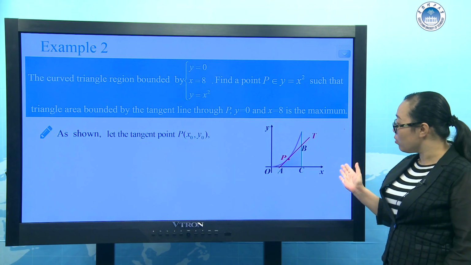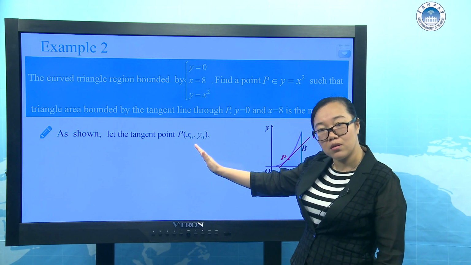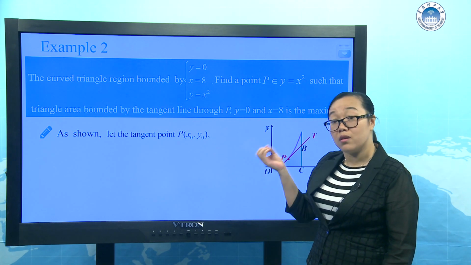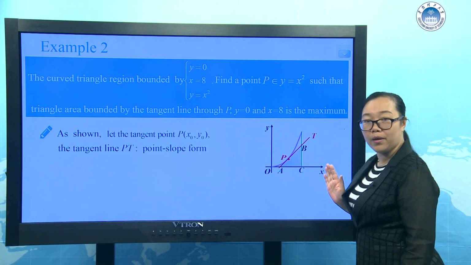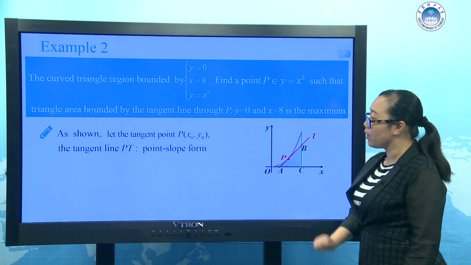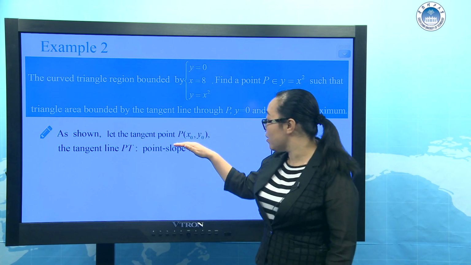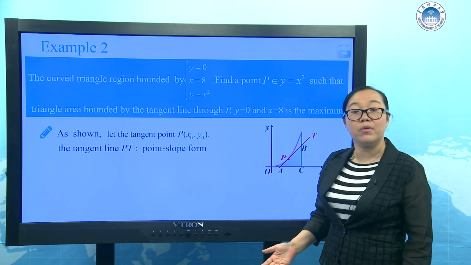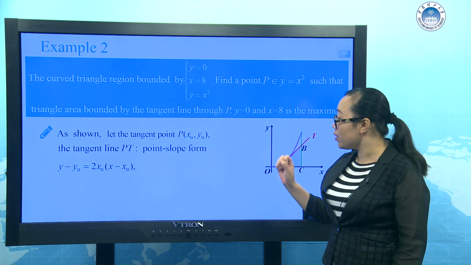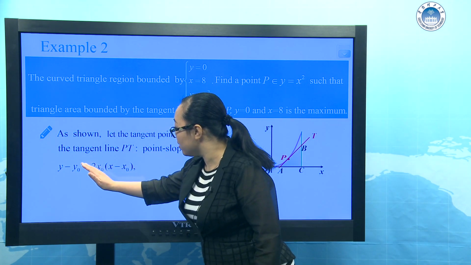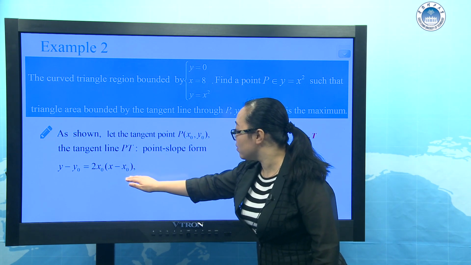So now, as shown in the picture, let the tangent point be P(x0, y0). We try to find the concrete values for the fixed point. How to write it? Look at the tangent line, PT. According to the point-slope form, what is our point? Yes, P(x0, y0). How about the slope? Yes, the slope means the slope value. So we can write it: y minus y0 equals k, where k means slope, times (x minus x0).